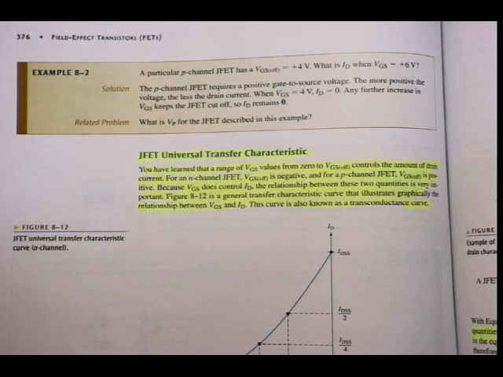For an N-channel JFET, VGS off is negative, and for a P-channel JFET, VGS off is positive. Because VGS does control ID, the relationship between these two quantities is very important. Figure 8.12 is a general transfer characteristic curve that illustrates graphically the relationship between VGS and ID. The curve is also known as a transconductance curve. Alright, let's have a look at that curve.